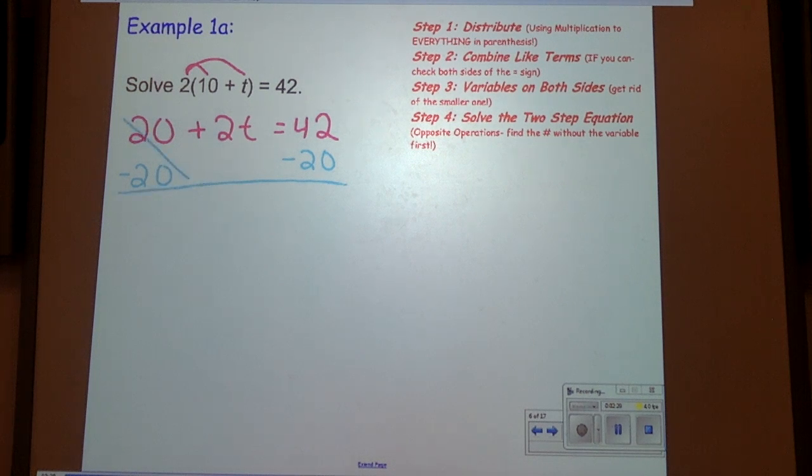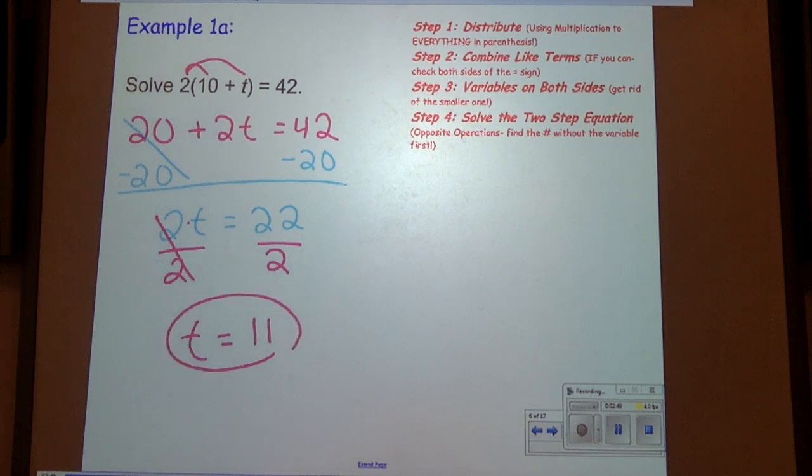20 minus 20 is 0, so it crosses off, and you're left with 2t equals 42 minus 20 is 22. Now we have a one-step equation. It's 2 times t, so we're going to divide by 2 to get t by itself. Because 2 divided by 2 is 1, we're left with 1t, or just t, equals 11.